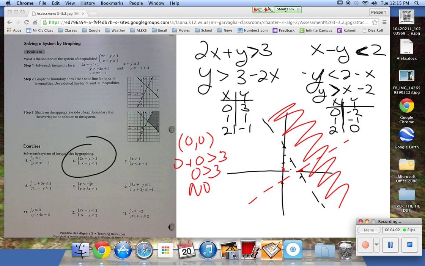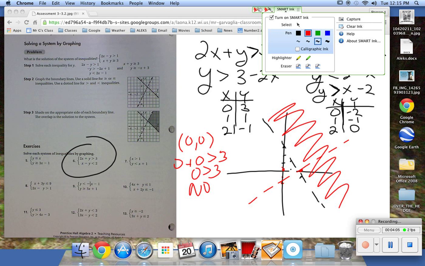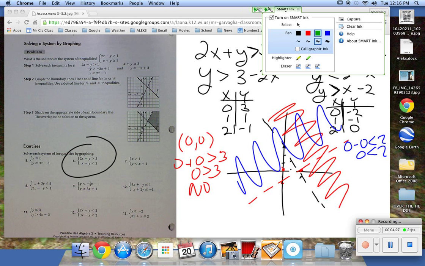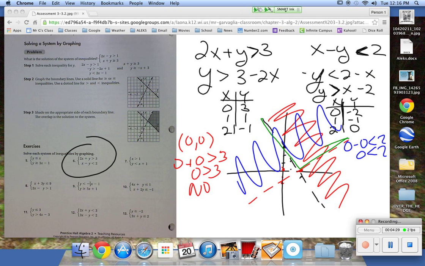Now, let me grab a different color again. Let's take a look at this one. If I put 0, 0 into this, 0 minus 0 is less than 2. Is 0 less than 2? Yes, it is. So on this red line here, this would be true, so we'd shade this. The only place that shades both of them is in here. This would be the solution to those two equations.